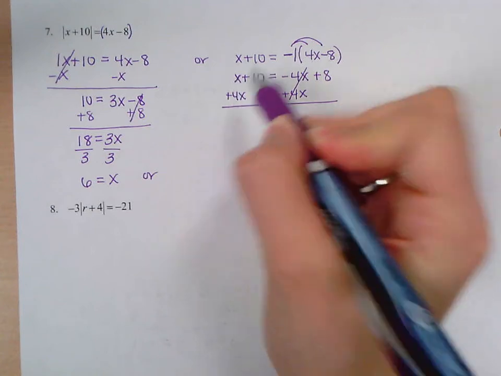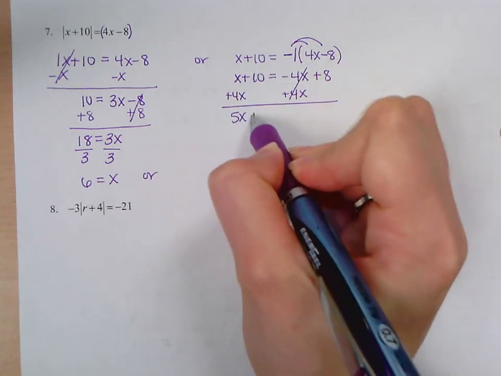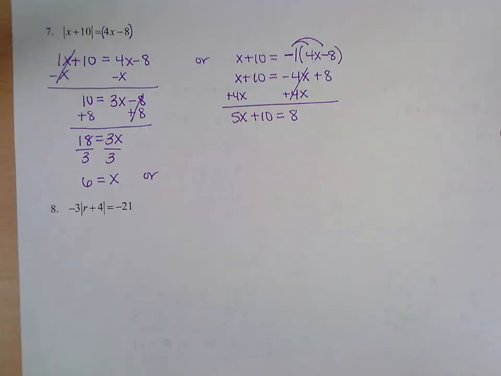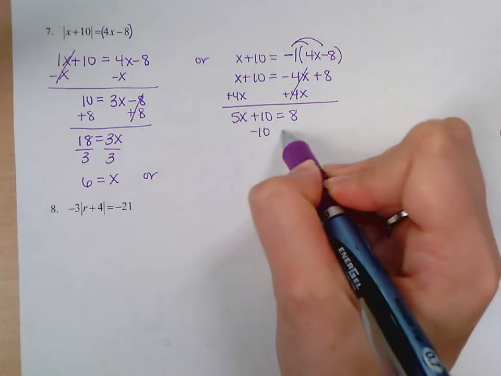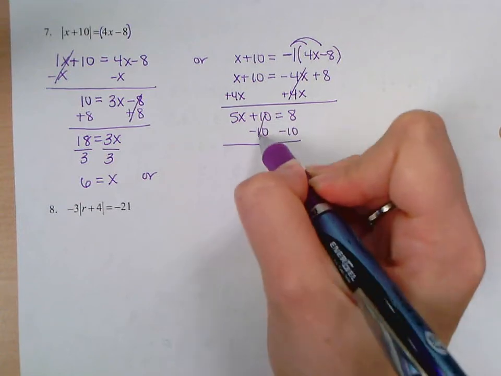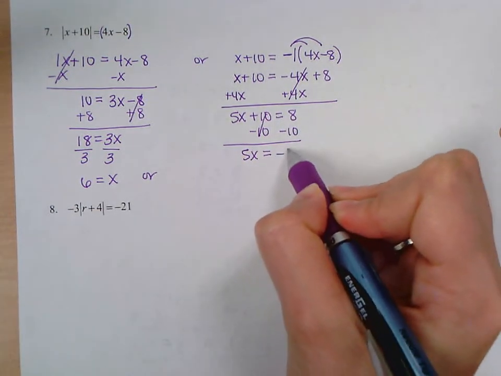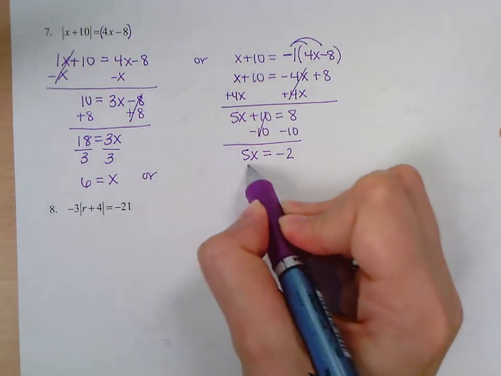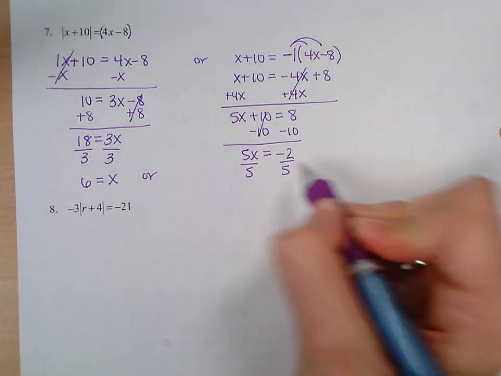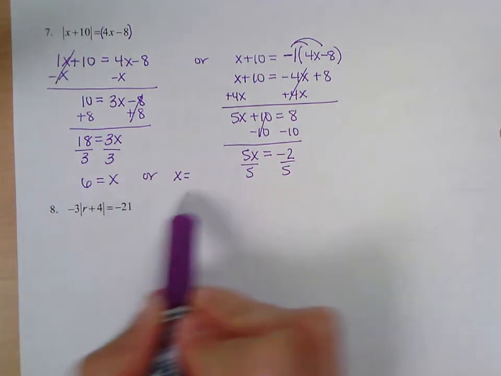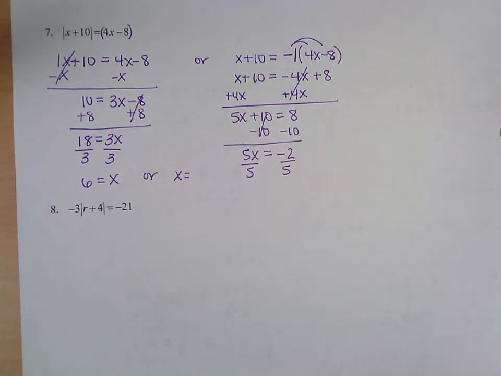So x plus 4x, I would have 5x plus 10 equals, still have 8 on the other side. Subtract 10. 5x will equal 8 minus 10, which is negative 2. And then divide by 5. I could leave it as negative 2/5.